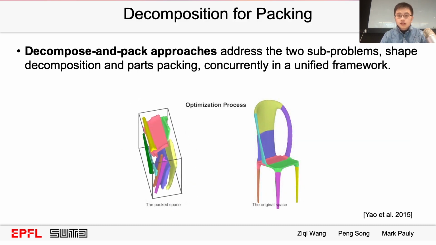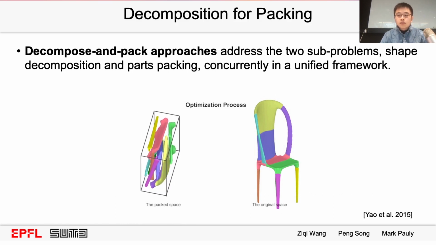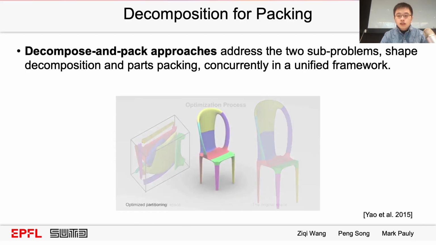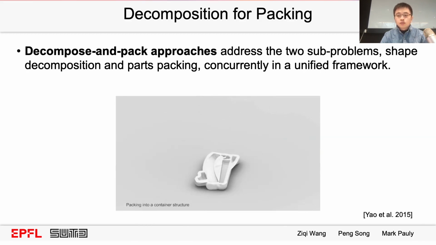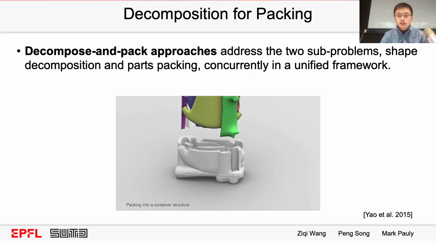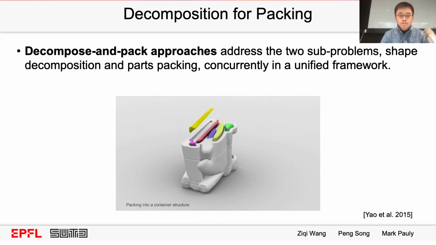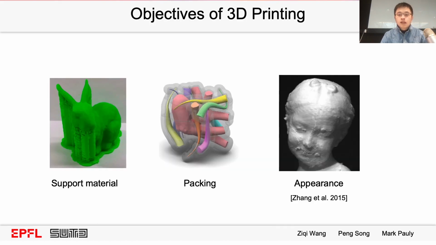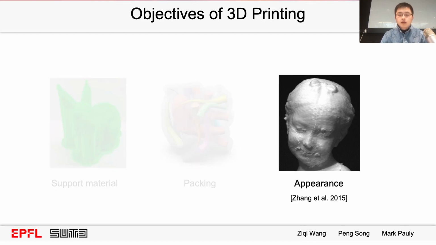Yao and their colleagues take a set of pre-segmented parts as input. The framework represents each part as a level set function and optimizes the partitioning and packing to improve packing efficiency, as well as other metrics such as aesthetics. The third objective is about appearance.